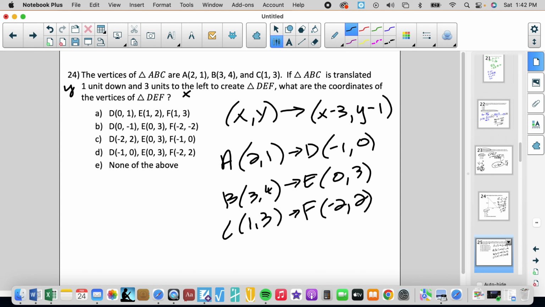So you have negative 1, 0. That would be D. That one, we probably could have just done 1 point, since no point replicated. So you probably only needed to do A.